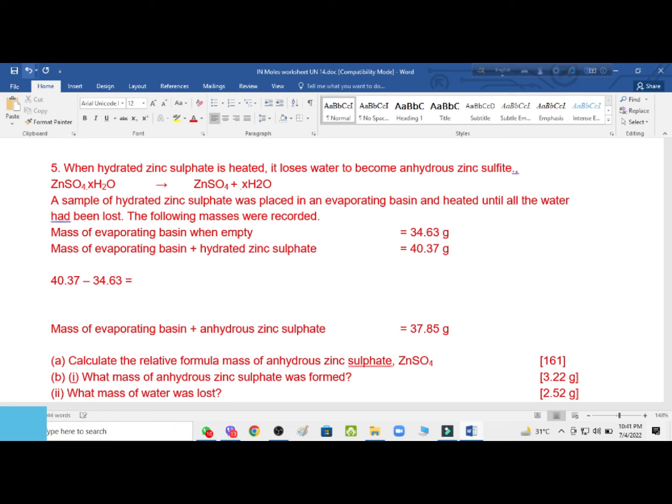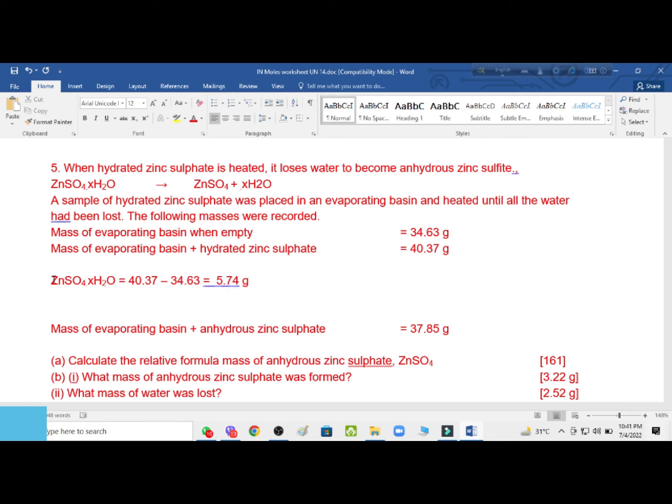40.37 minus 34.63. It gives you 5.74. What's the mass for? This is for anhydrous. No, sorry, hydrated. It's hydrated zinc sulfate. Clear? Because this was the mass of the sample and container, and this was only container. If you subtract the container from the container plus sample, you get the sample here. But this is hydrated.